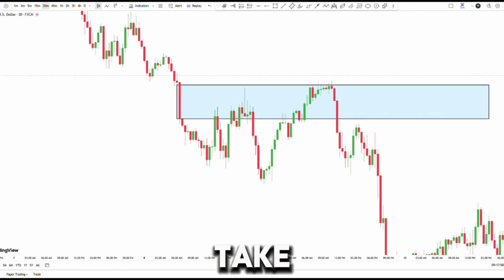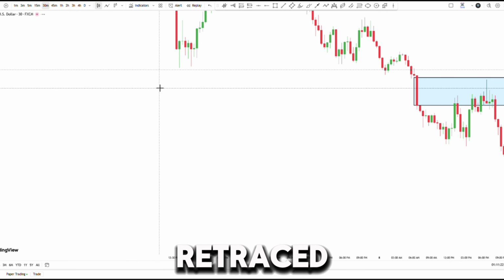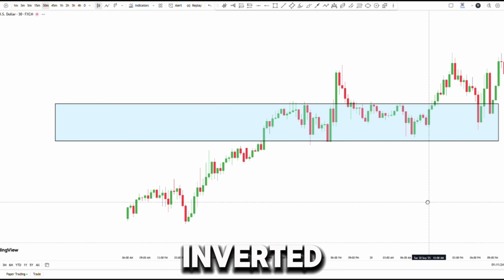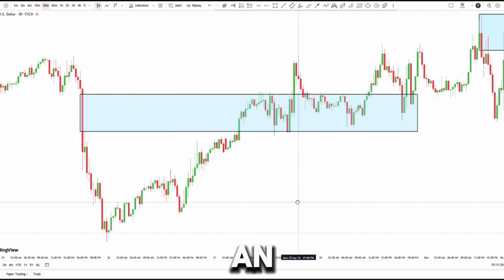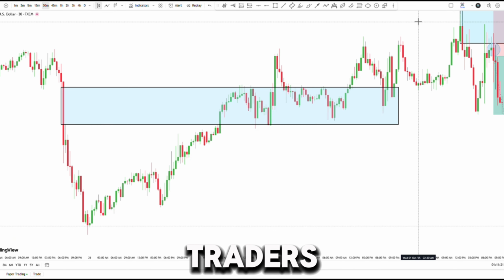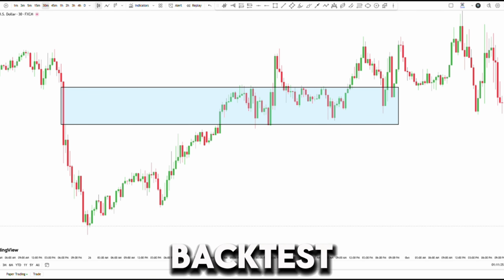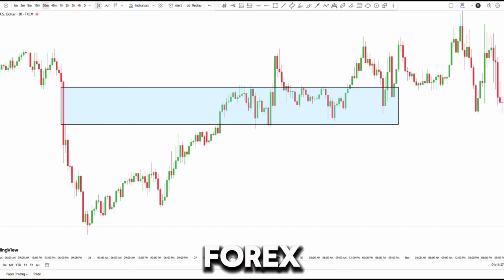Real-world example: take Bitcoin in mid-2025. A bearish FVG formed during a sell-off. Price retraced, filled the gap, but then inverted it by closing lower, creating an IFVG. This signaled further downside, and traders shorting post-inversion captured a 10% drop. Always backtest these in your market, stocks, forex, crypto, for best results.